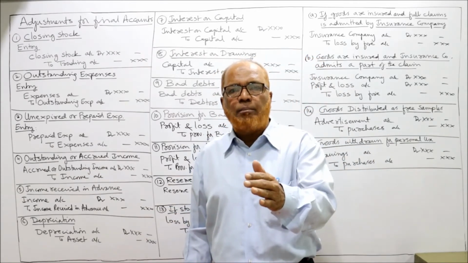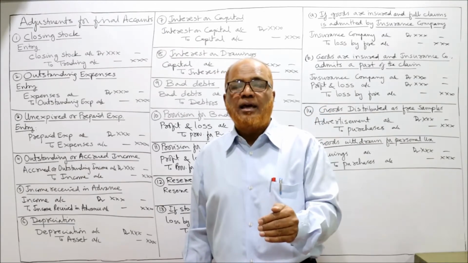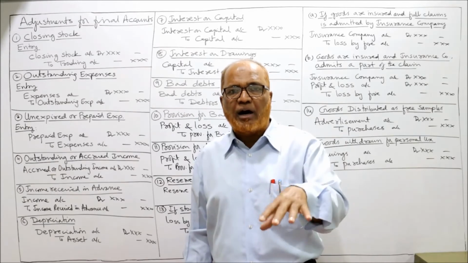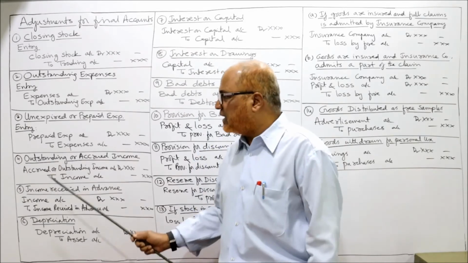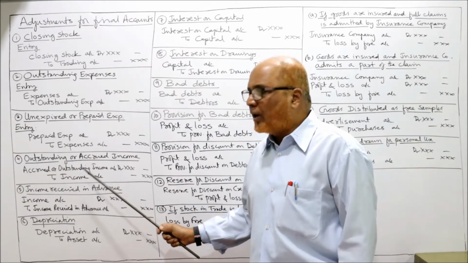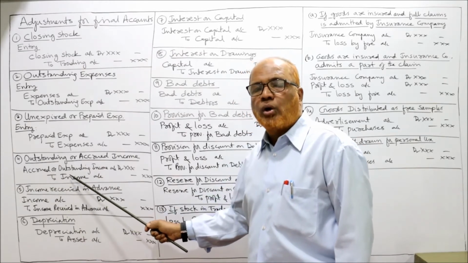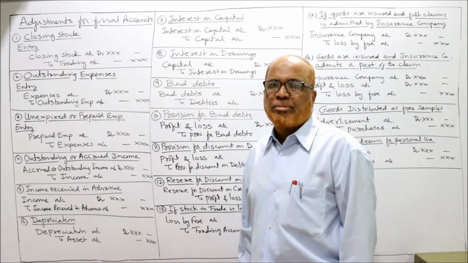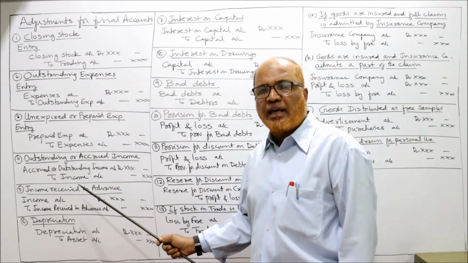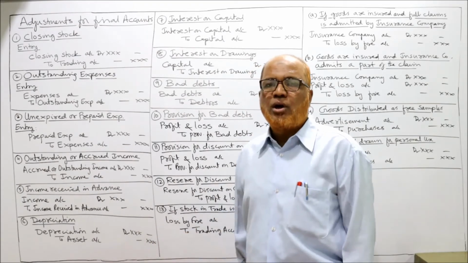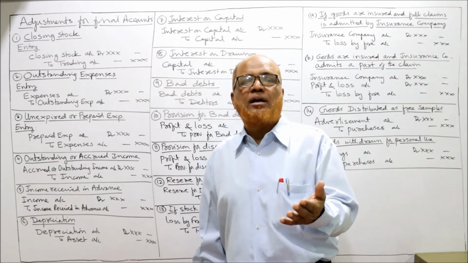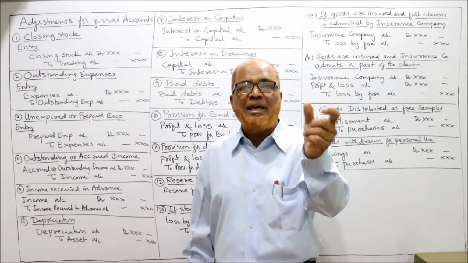Next, outstanding or accrued income. Outstanding or accrued income means income receivable, income earned but not received. Income earned but not received, that is called accrued income. So the entry for accrued income: accrued or outstanding income account debit to income account. What is the impact of this one? We add accrued income to income on the P&L account.